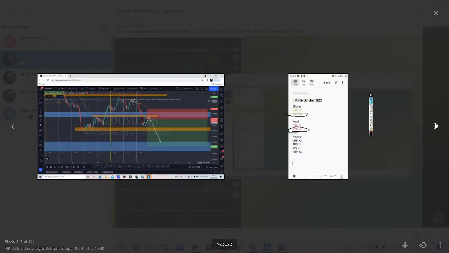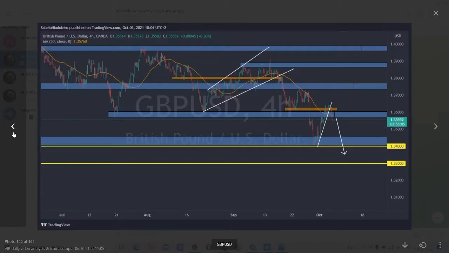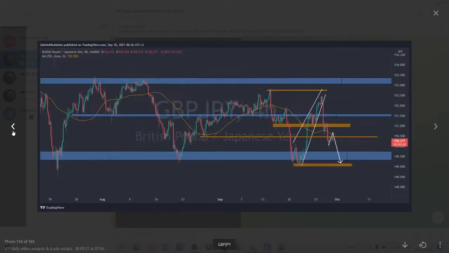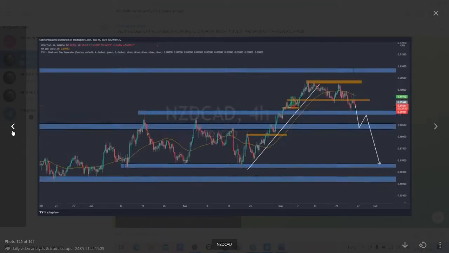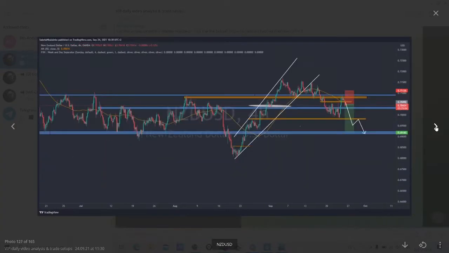Okay, let's check. Let us cut JPY for a buy. Let's see the oil. I think we are ready. I think it's somewhere around.